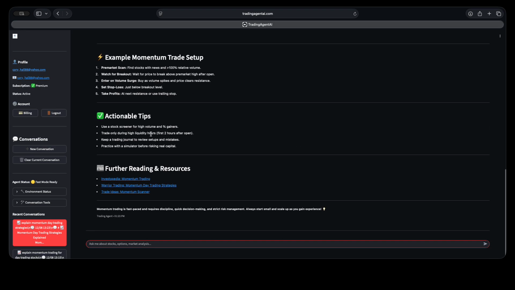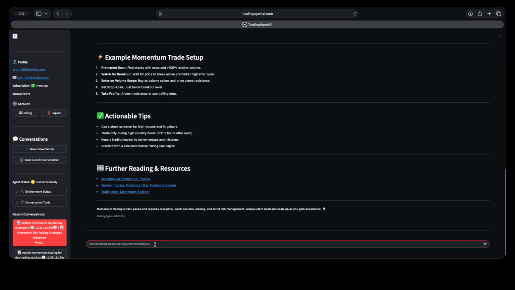And then actionable steps. Use a stock screener for high volume and percentage gainers. Trade only during high liquidity hours, the first 2 hours after open. Keep a trading journal to review setups and mistakes. Practice with a simulator before risking real capital, and then there are some further reading resources.